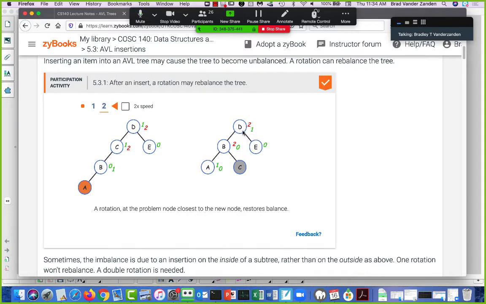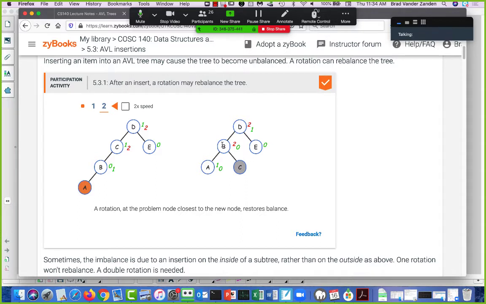And in fact, what we're going to find out is that we only have to do one rebalancing action. And as soon as we do that one rebalancing action, the entire tree is actually rebalanced, and we should be able to stop at that point. That won't be true with deletes, but it's true with inserts.